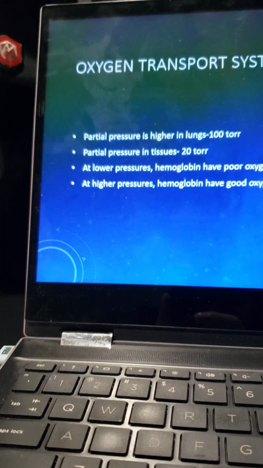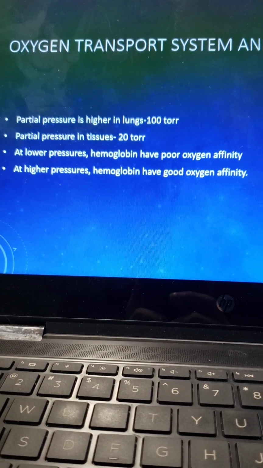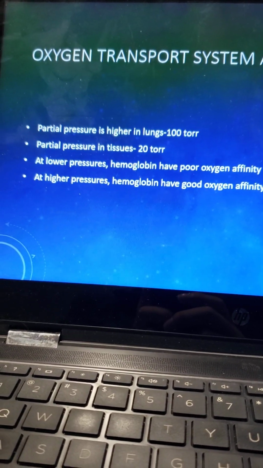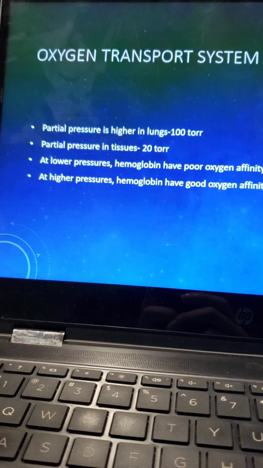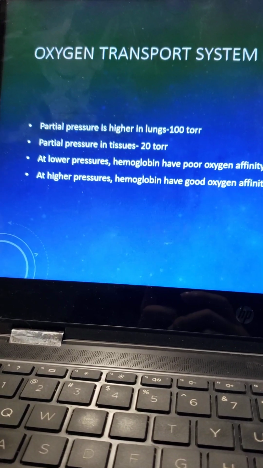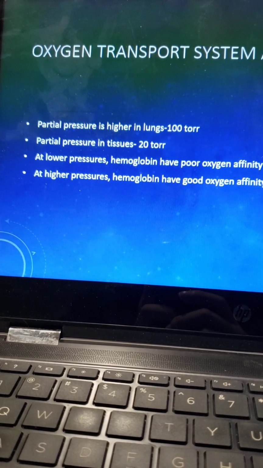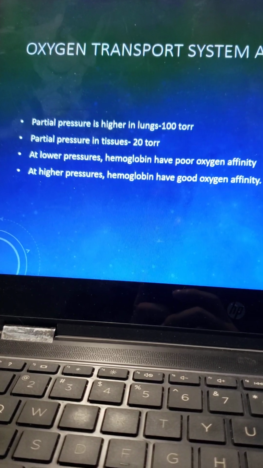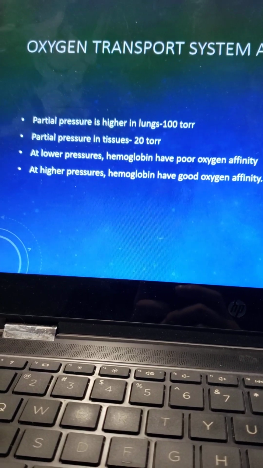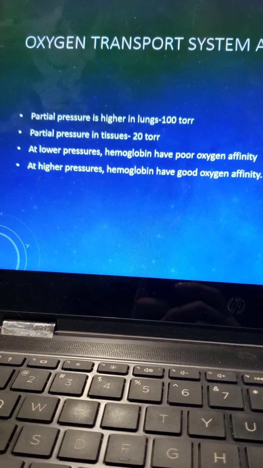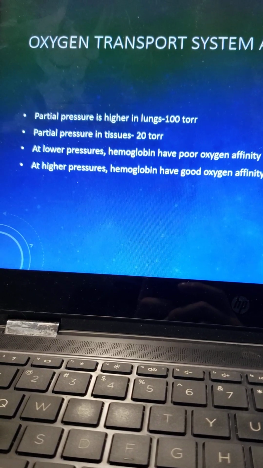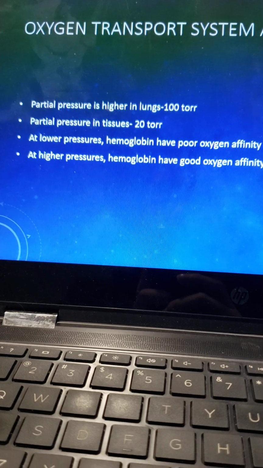Okay, now we're going to go over oxygen transport systems and pressures. There are different partial pressures of oxygen in different organs of the body. The partial pressure of oxygen is higher in the lungs, about 100 torr, versus the rest of the body, such as the tissues, which is about 20 torr. So you can see the rest of the body has a lower partial pressure of oxygen.